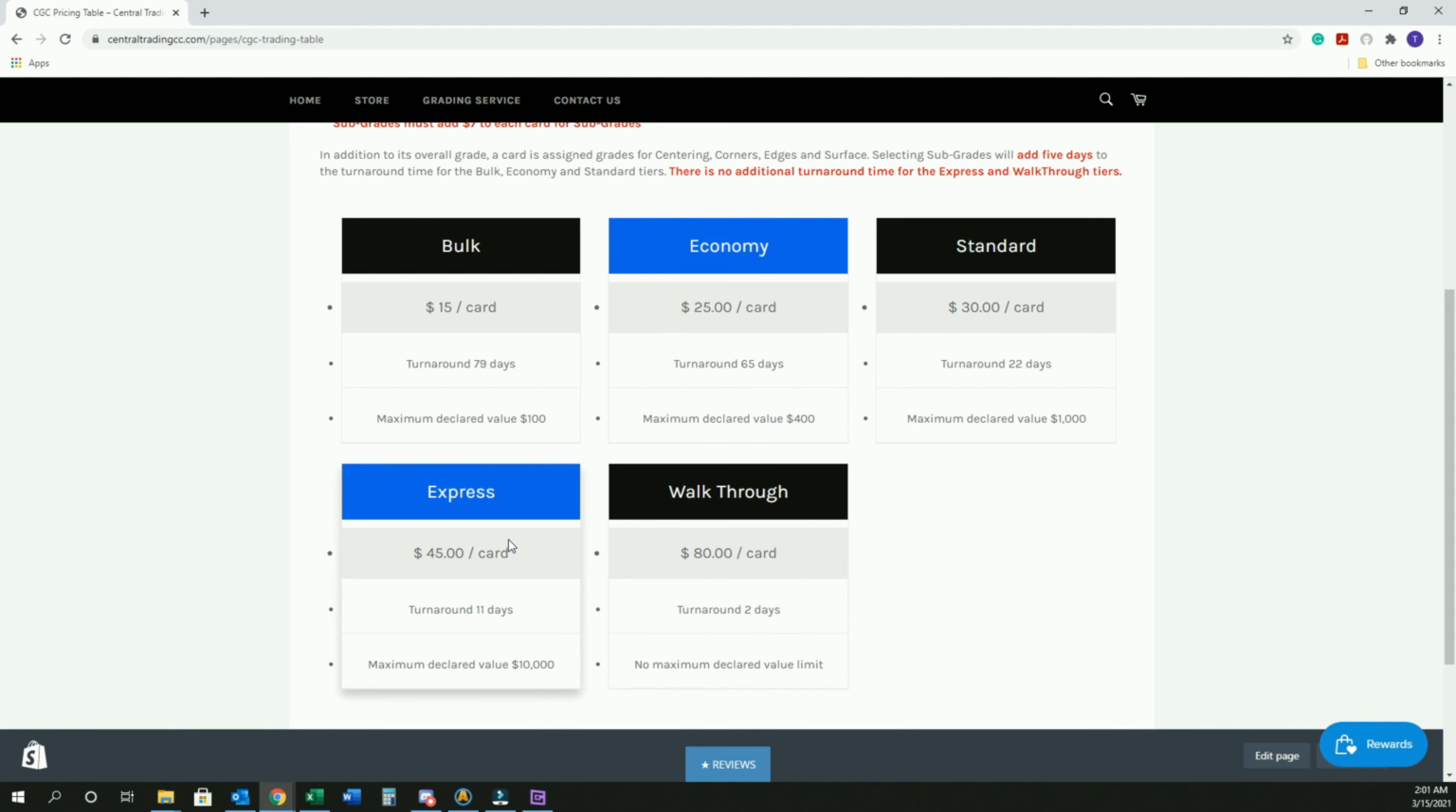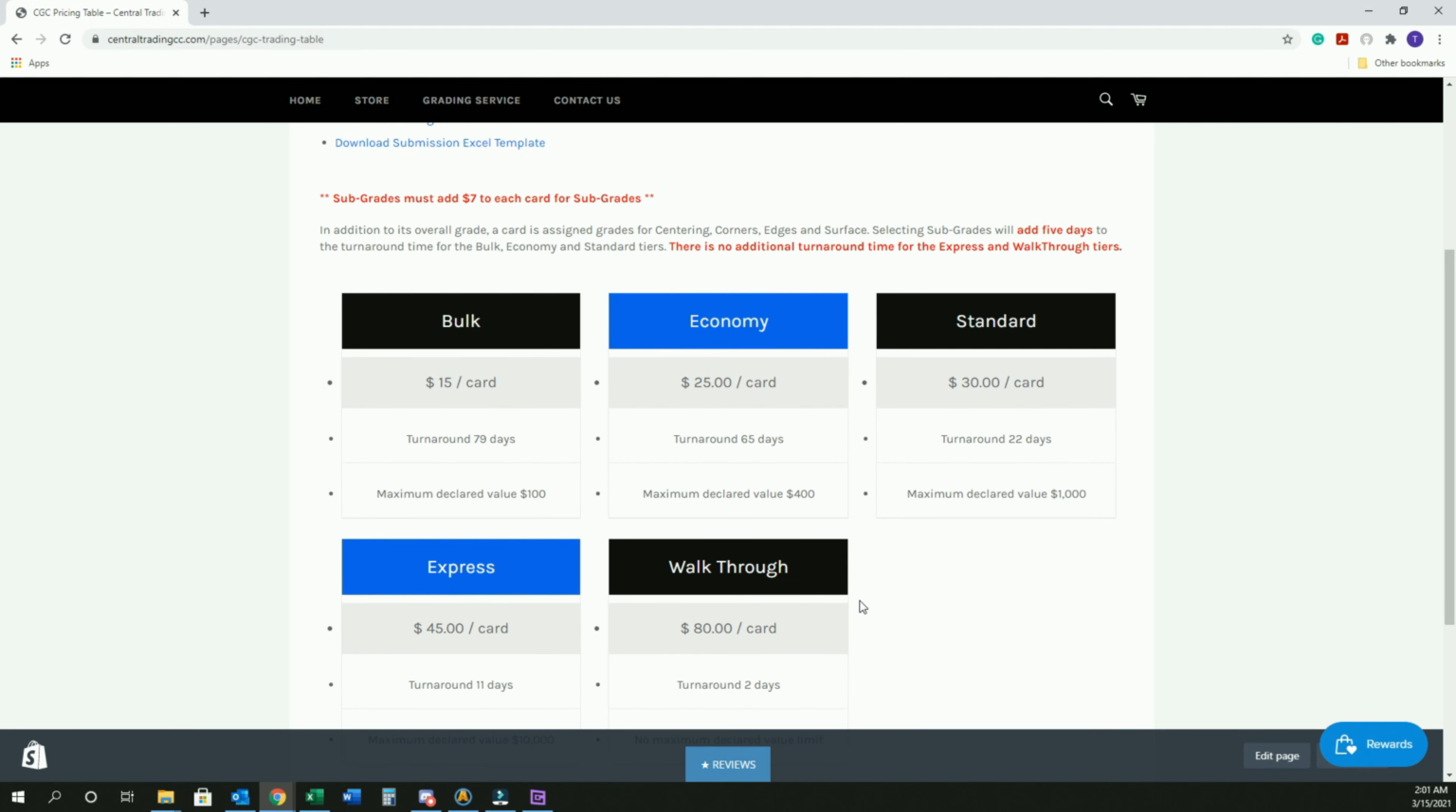But I mean, look at this. Express is only $45 a card. Turnaround is roughly 11 business days, and the max declared value is $10,000. So you get a really good bang for your buck here. If you guys want some quick turnarounds, CGC is the way to go right now.